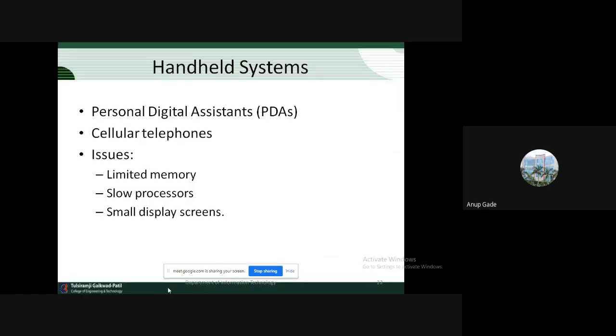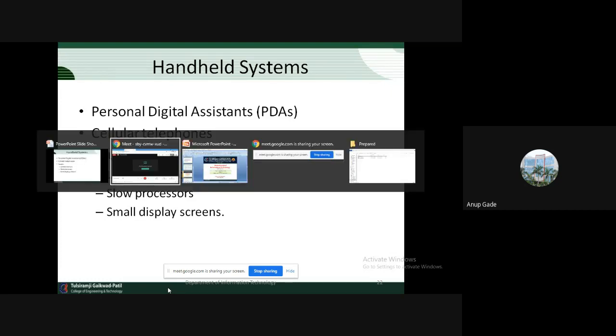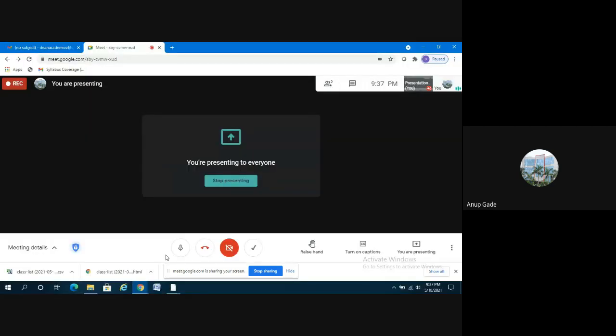So this covers all types of operating systems which are essential for basic understanding, and I hope you have well understood all these systems thoroughly.